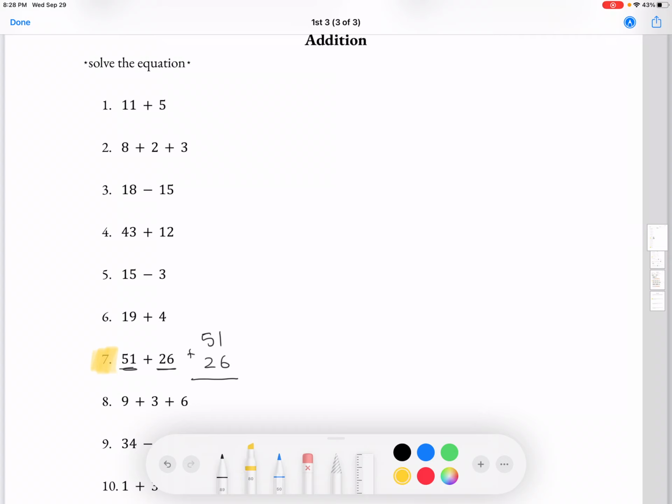First step is to look at the ones place. In the ones place we have 1 plus 6, and the total is 7. So the ones place will be 7.